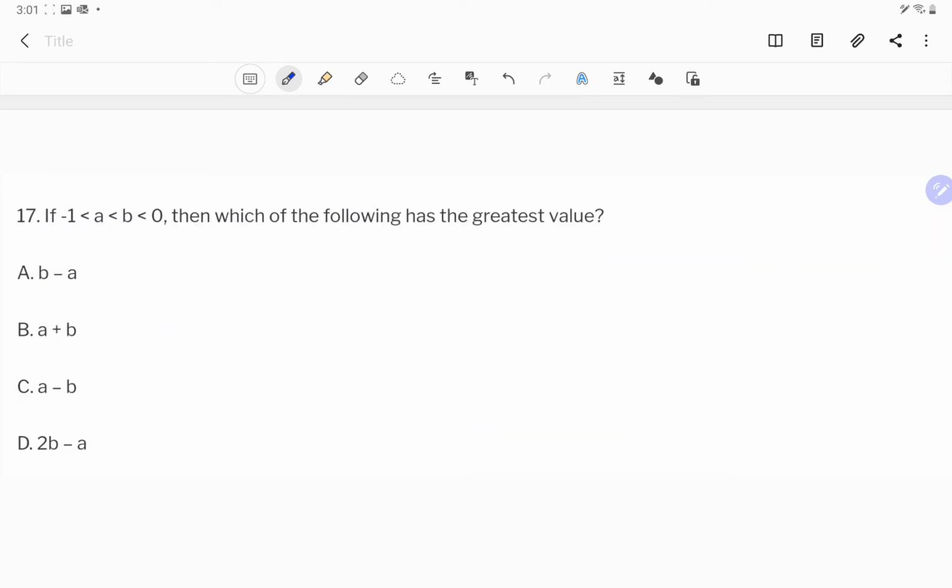Okay, for number 17, if -1 is less than a, less than b, less than 0, then which of the following is the greatest value? Alright, so what we're going to do here is let the value of a equal -0.9 and let the value of b equal -0.1. Now, let's try letter A here.